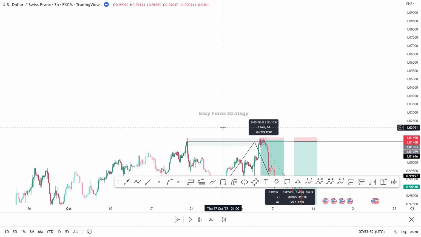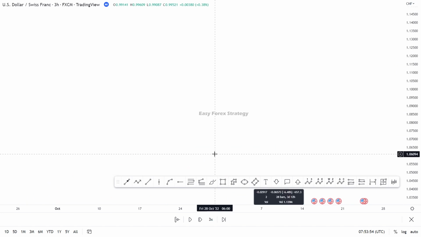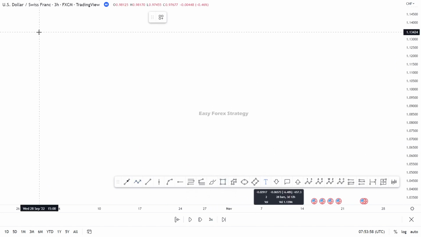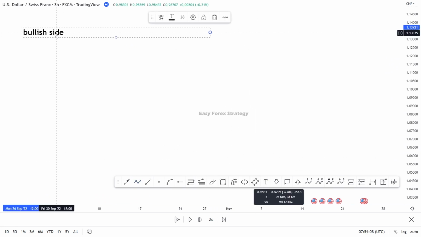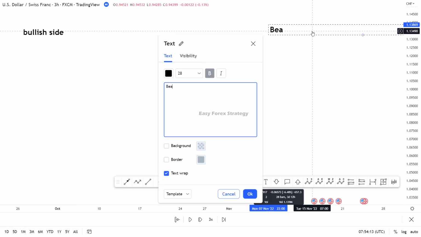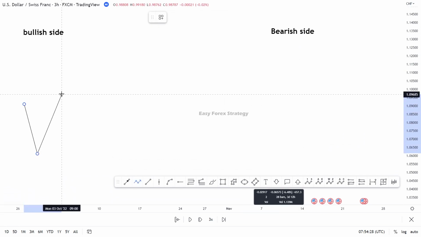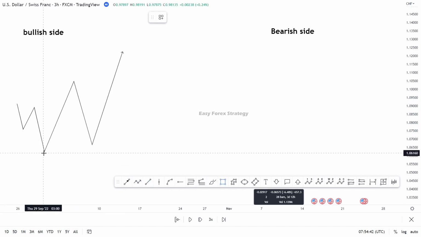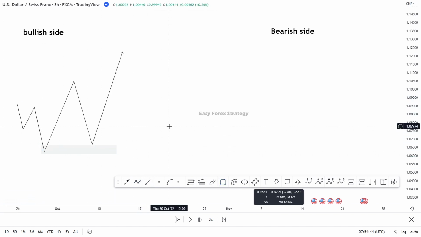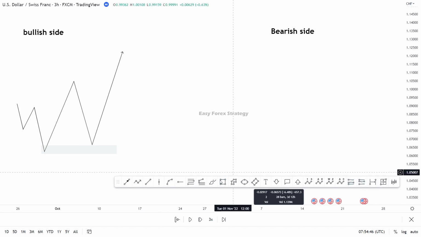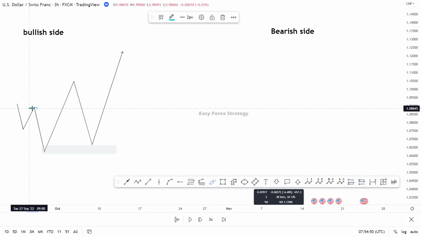This kind of trading setup will look something like this for the bullish side of the market. For the bearish side of the market, it will look something like this. This is for the bullish. Now, your zone will be around this area here. This is where you should look to buy, and also check if this high here is taken out by this.